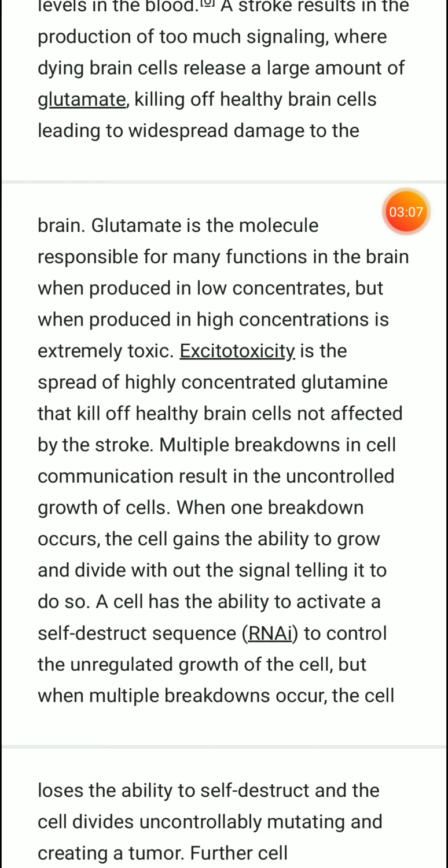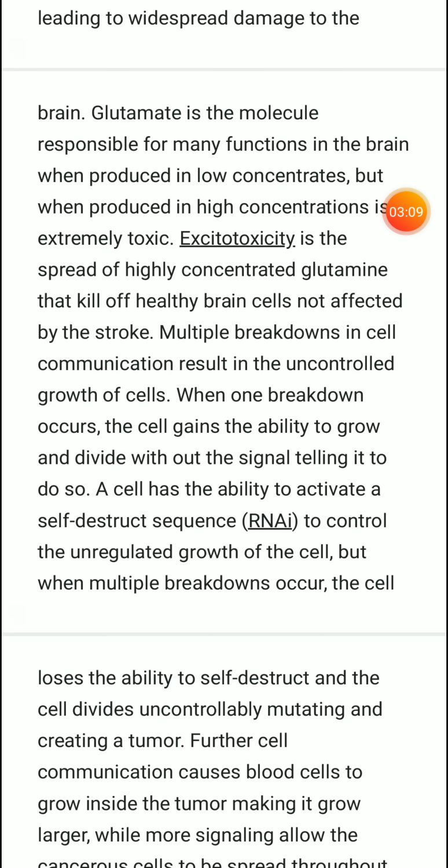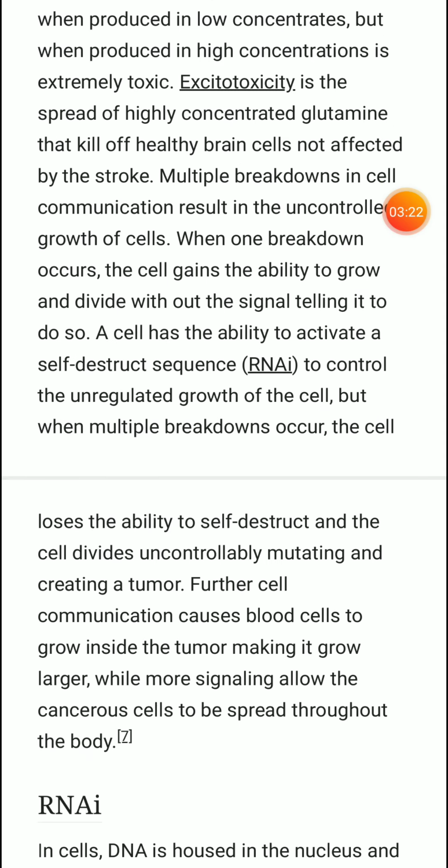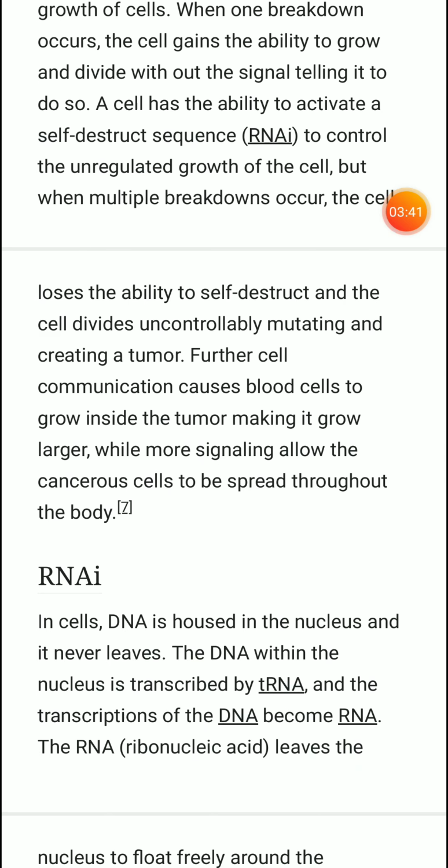But when multiple breakdowns occur, the cell loses the ability to self-destruct and the cell divides uncontrollably, mutating and creating a tumor. Further, the cell communication causes blood vessels to grow inside the tumor, making it grow larger, while more signaling allows the cancerous cells to spread throughout the body. Okay, girls, did you understand?